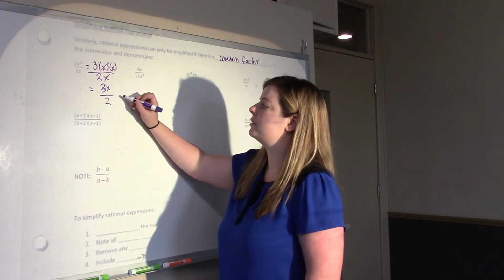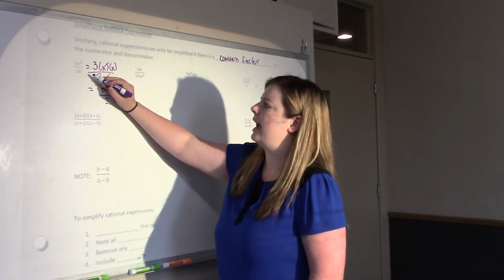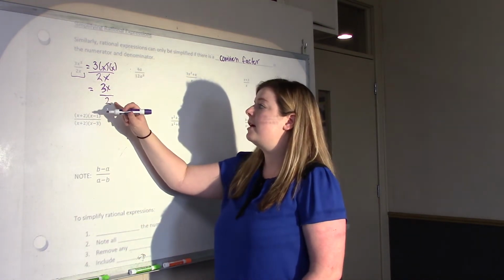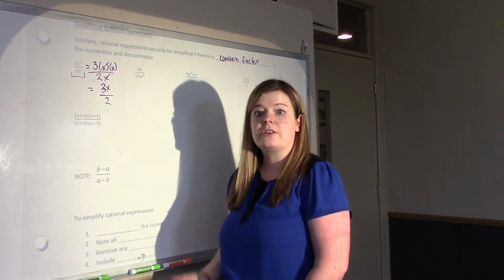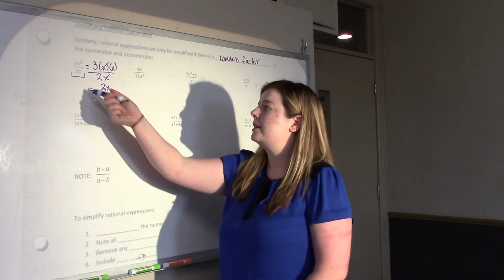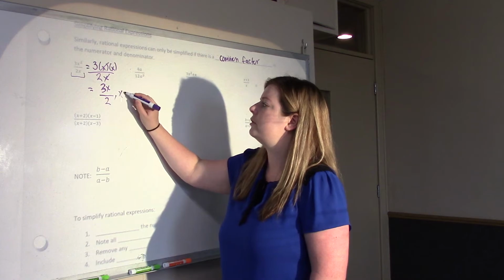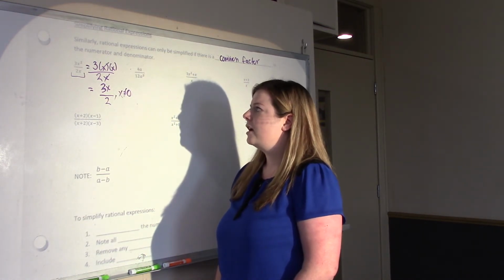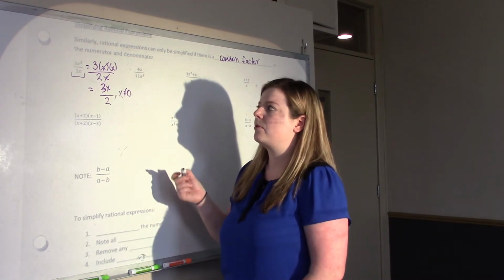Okay? Now, this isn't complete until you add the restriction. You always have to include the restriction, and the restriction has to come from the original expression. So even though I don't have an x on the denominator of my simplified expression, I had one in my original expression, so I need to include that x cannot equal 0.